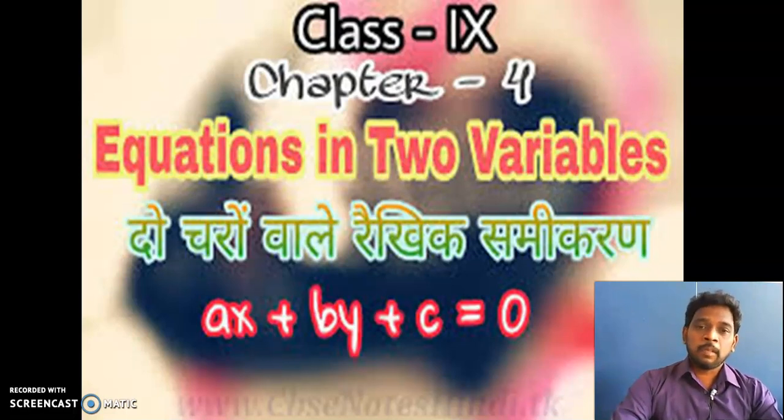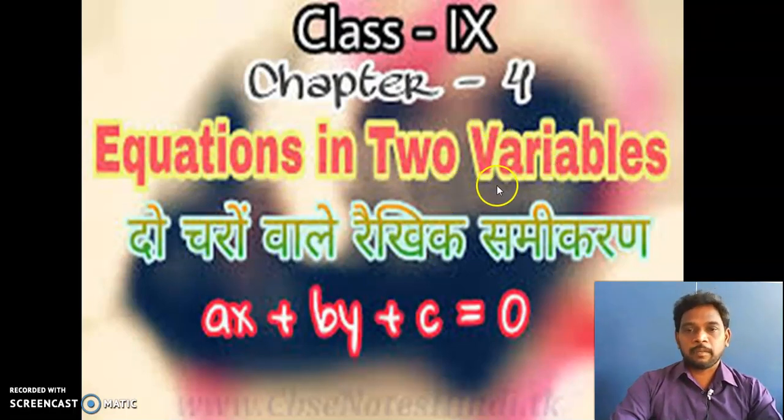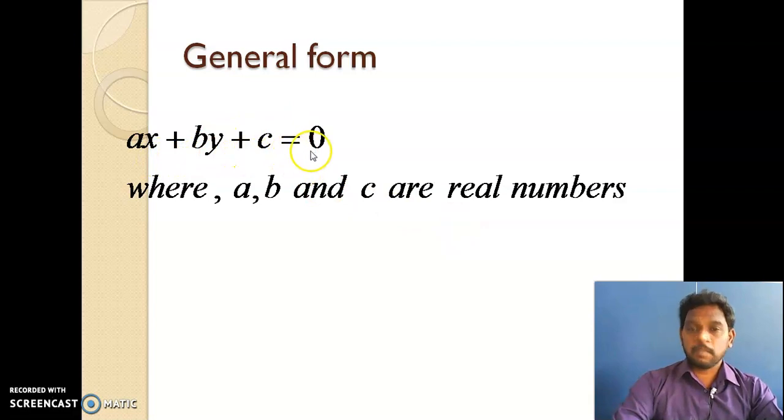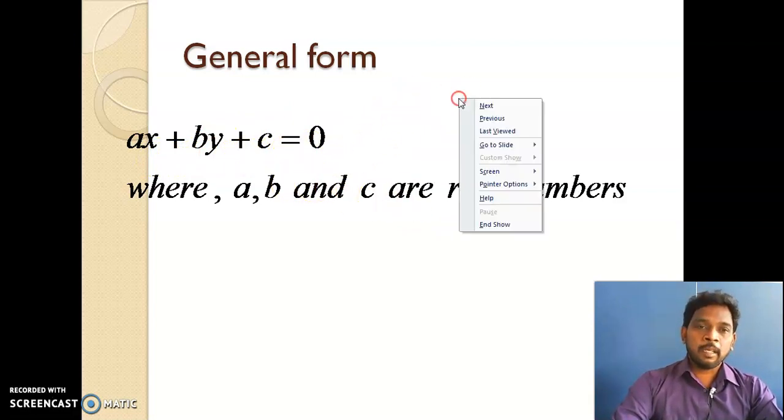But here we are going to see the same linear equation, but instead of one variable, two variables are available here. So that is the general form, ax plus by plus c equal to 0. So the general form of a linear equation in two variables is ax plus by plus c equal to 0, where a, b and c are real numbers.